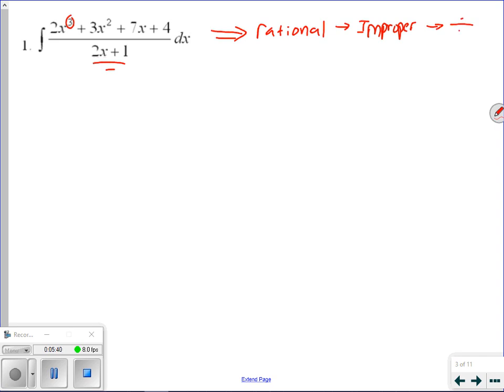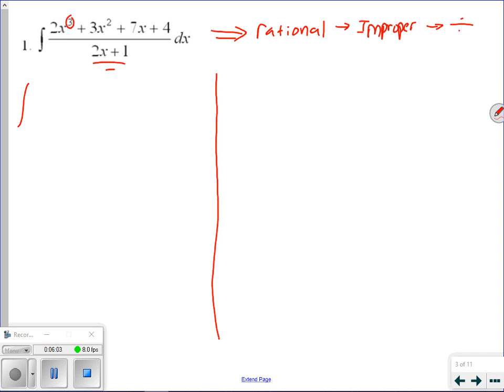Now, with these types of problems, I like to keep my work divided on the left and right. This is just what I'm used to doing, and if you don't like it, don't do it. But I like to keep the left side as me integrating. I like to keep the right side of my paper as me trying to rewrite the equation. So that's what today is all about, rewriting the equation to something I can integrate.